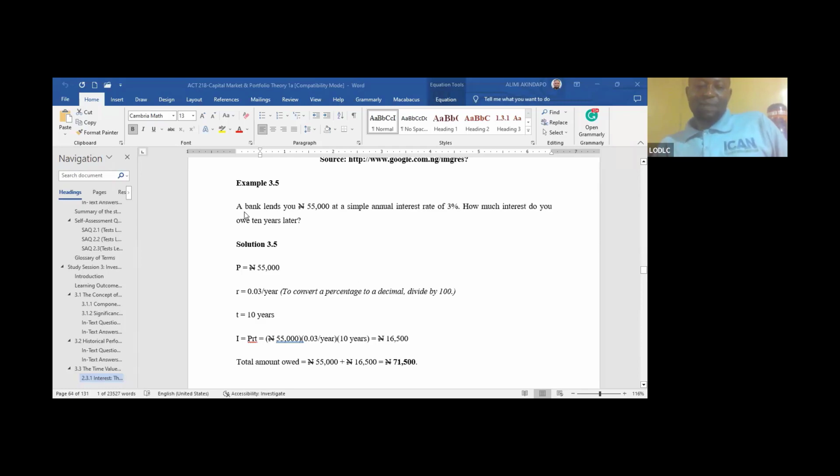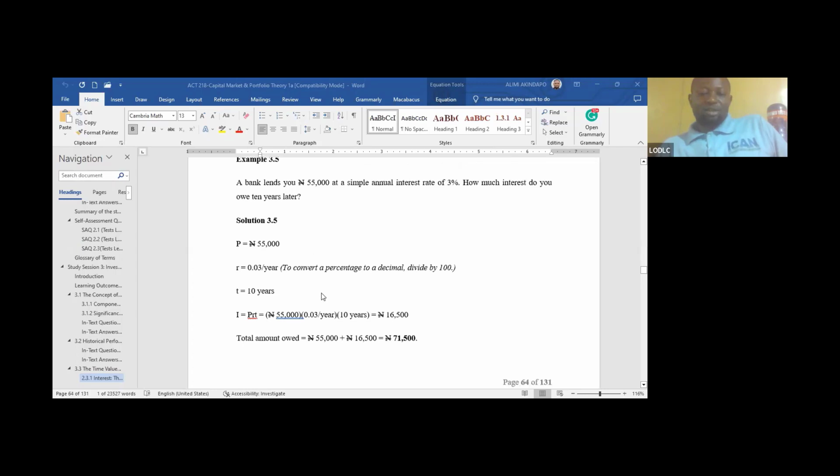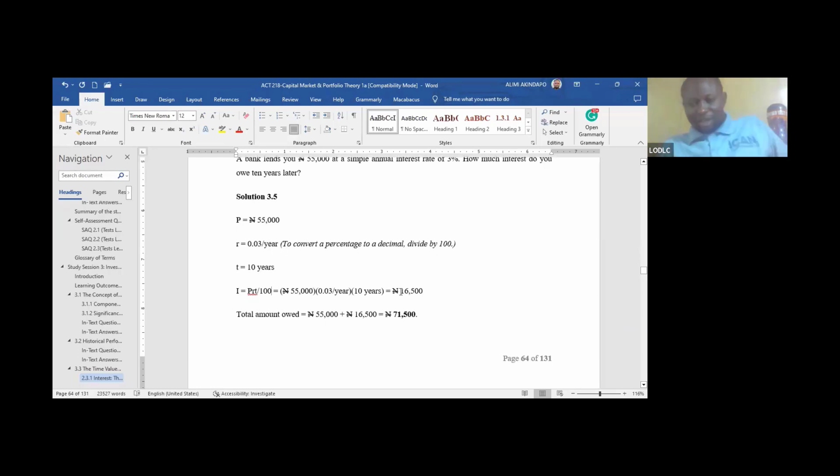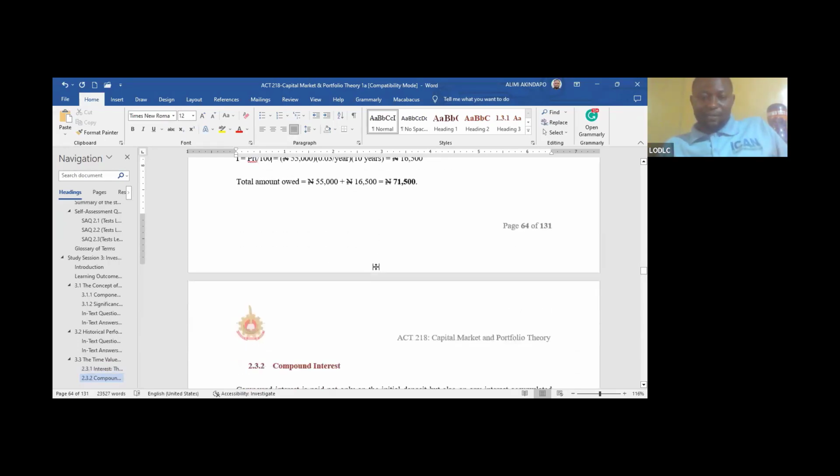So look at this. A bank lends you 55,000 at a simple annual interest rate of 3%. How much interest do you owe 10 years later? In this case, you use simple interest. So simple interest is just PRT over 100. You put over 100 there. Do you understand? So total amount owed will now be this by this. I think there's no big deal here.